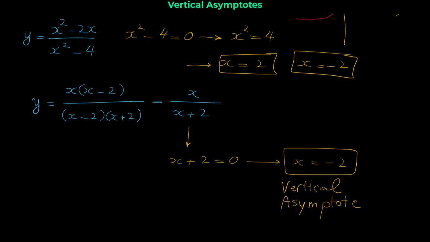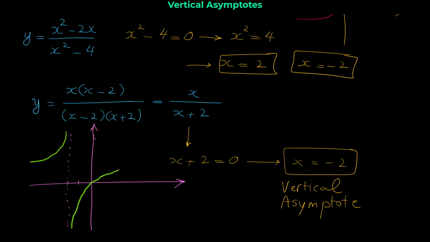Let me show you the graph of this function also. The graph of this function is something like this. Attention, we have the vertical asymptote x equals -2. Let's say -1, -2 is here. The vertical asymptote is here. And this is the graph of this function. As you can see, at x equals 2, we don't have any vertical asymptote. We have a hole on the graph of the function. But at -2, we have a vertical asymptote.